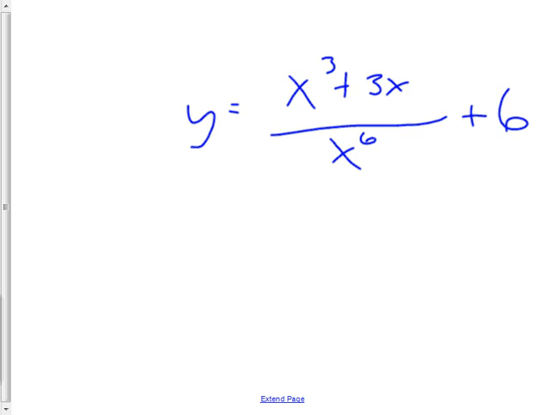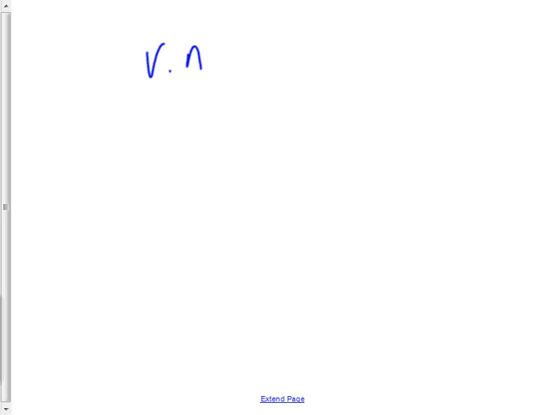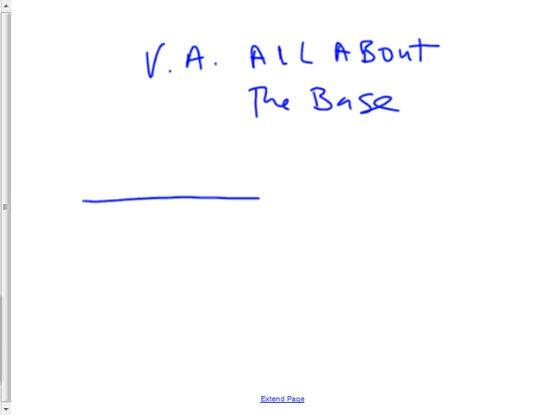Now how about the verticals? The vertical asymptotes. It's all about the base. Because in equations, people get all confused about whether it's the top or the bottom that sets these asymptotes.